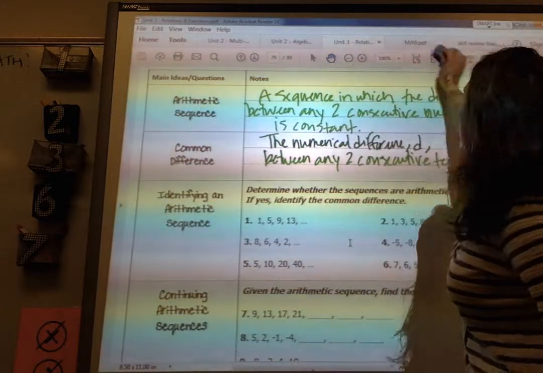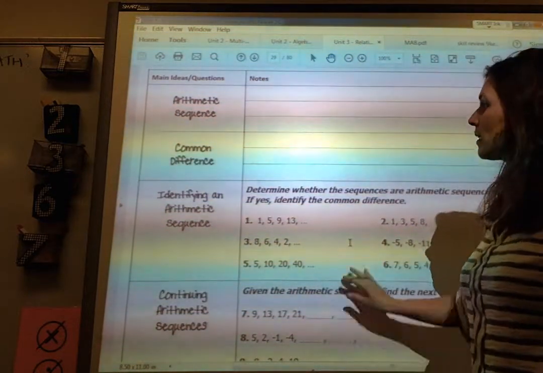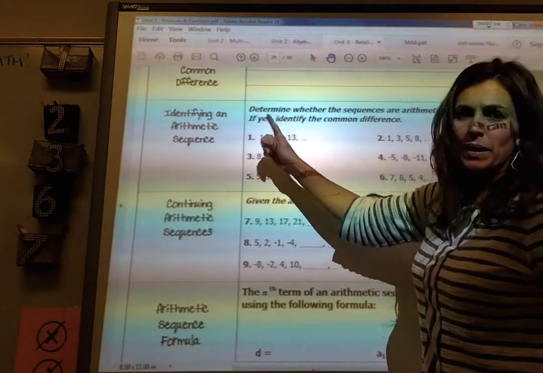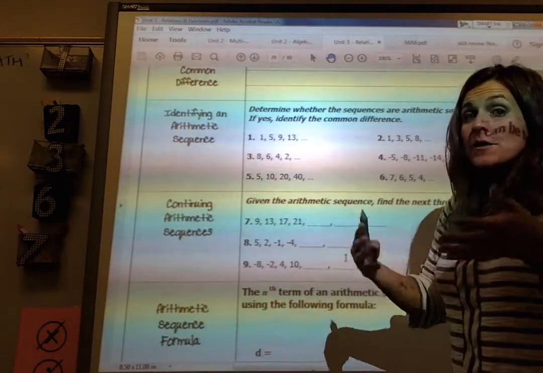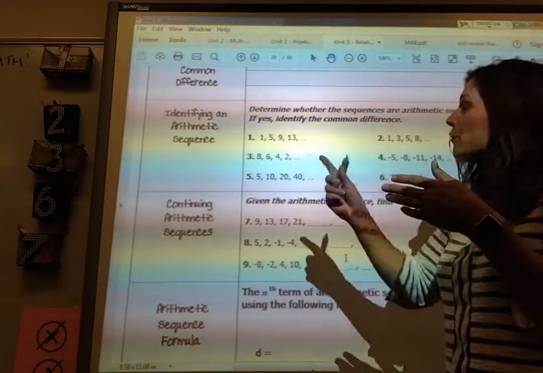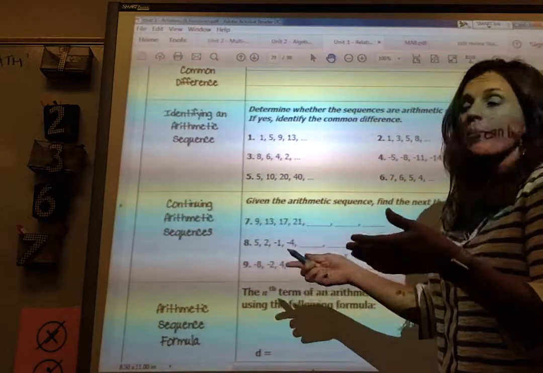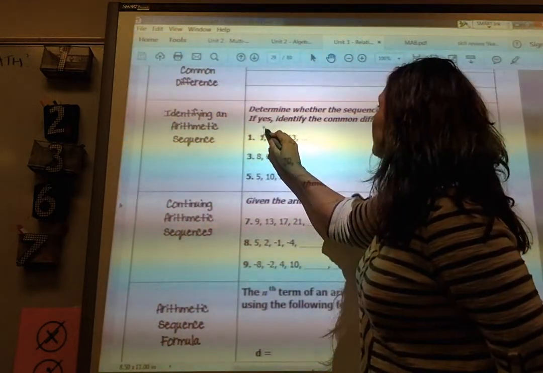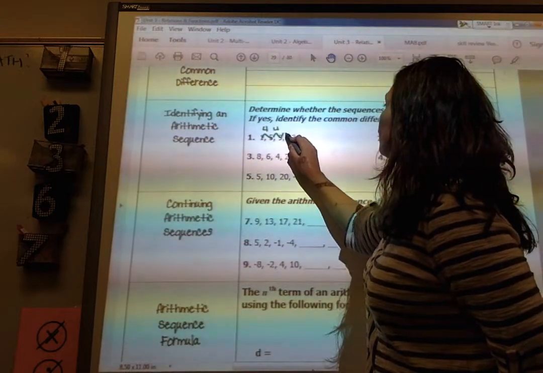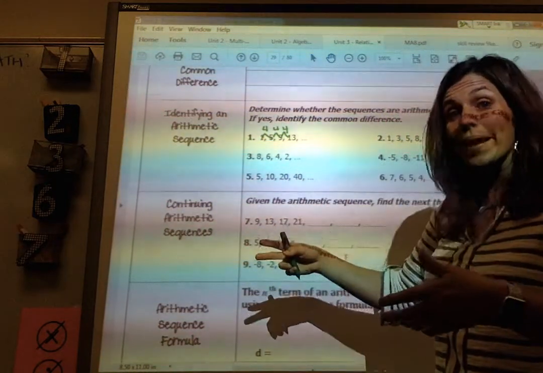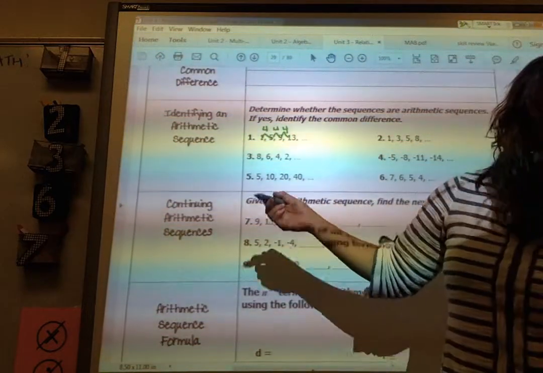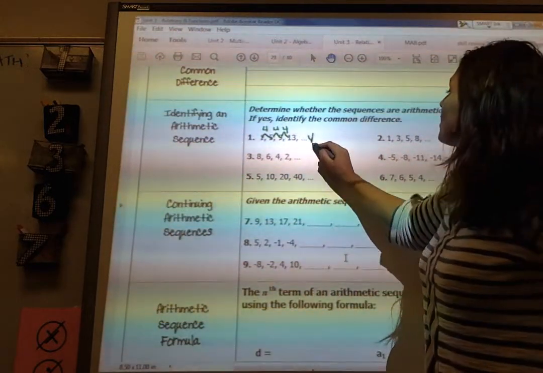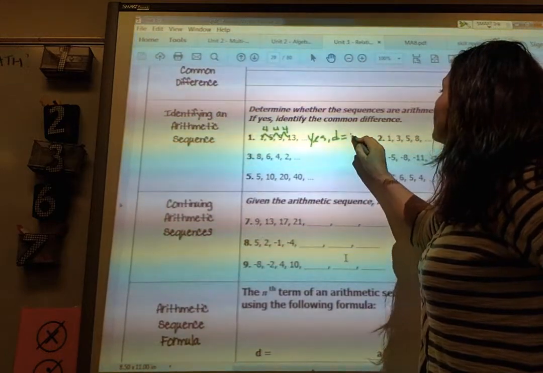All right, now let's look at identifying an arithmetic sequence. So this is what I mean by consecutive terms, one right after the other. If it's an arithmetic sequence, then the difference between these terms will always be the same. So if I go from 1 to 5, it's adding 4, adding 4, adding 4. So bam, it's an arithmetic sequence because my common difference, D, is 4. So I would say yes, and then I'm going to identify D equals 4.